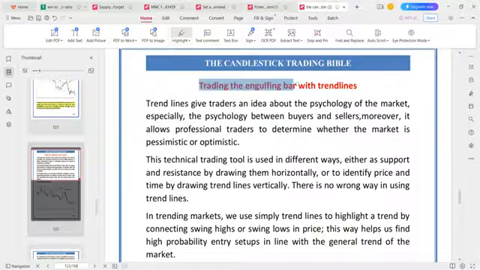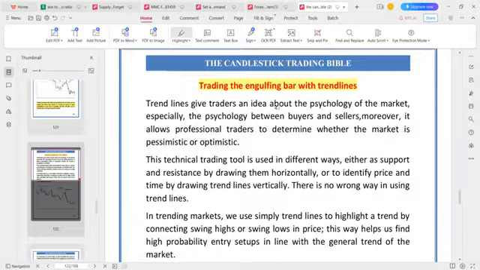All right, trading the engulfing bar with trend lines. Personally, I really use trend lines in my trading. But for the sake of going through this book, I'll try to look for examples where we can plot some trend lines and see if we can get some setup. So again, we are mainly focusing on the engulfing candlestick, right?